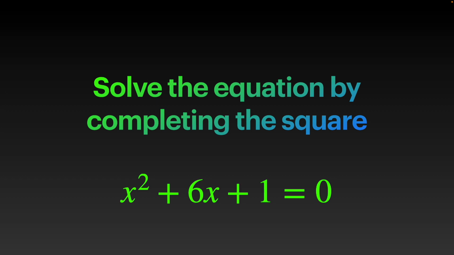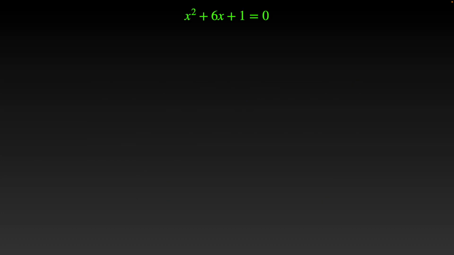Hi, in this video we'll take a look at another example of solving the equation by completing the square. Our equation is x squared plus 6x plus 1 equals 0. Let's take a look at this example. Here is our equation.